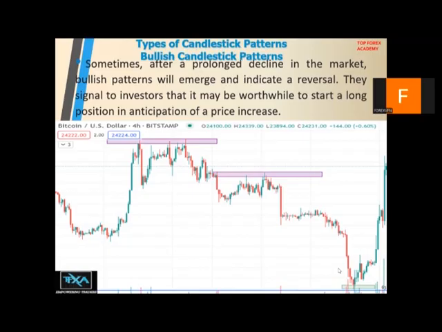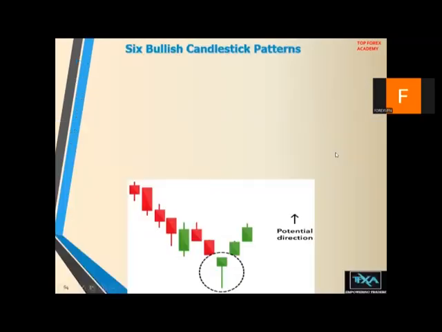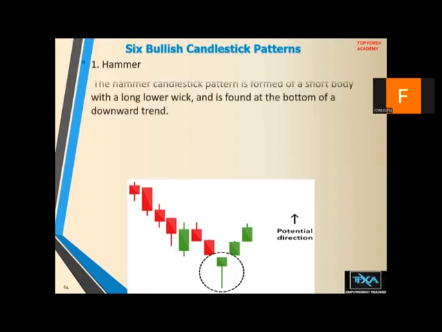So you can see what we have here. It is important to understand what the market is trying to do. This is another kind of bullish candlestick pattern where you have a hammer at the bottom of the pattern, giving you potential to change direction to the upper side. This is called a hammer, and the hammer candlestick pattern is formed with a short body and a long lower wick, and is found at the bottom of the downward trend.